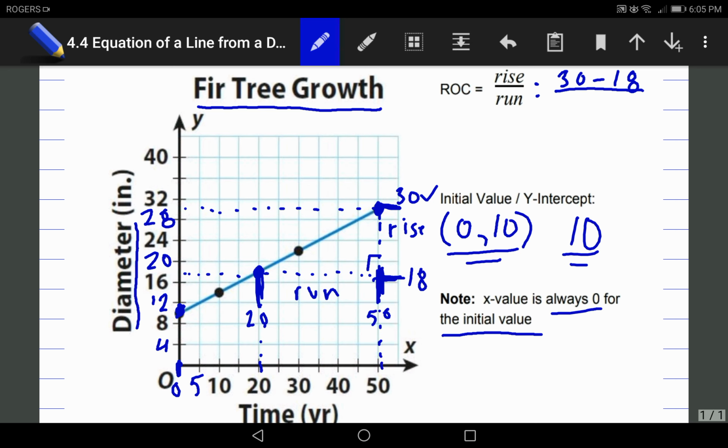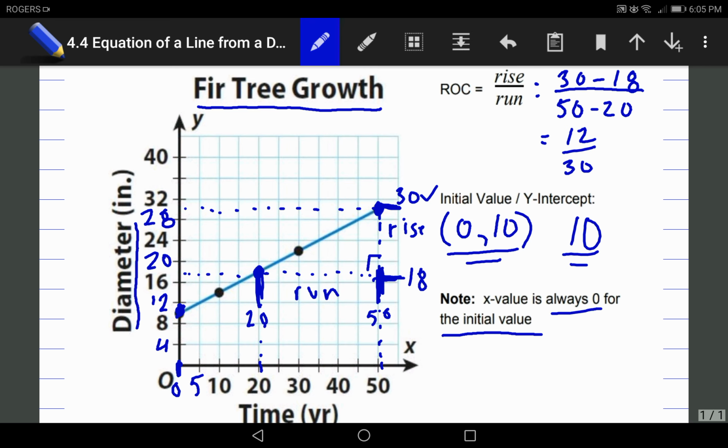So how much did I run across to the right? I went from 20 to 50. Well, a way to calculate that is just do 50 minus 20. So I end up getting 12 over 30. Okay? So now we can reduce that.